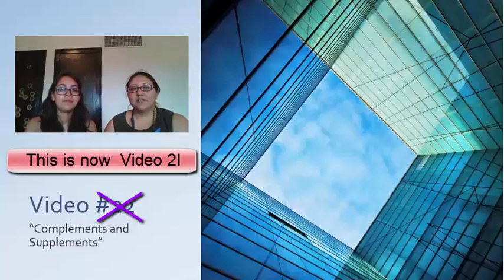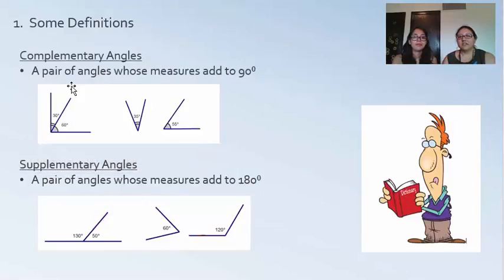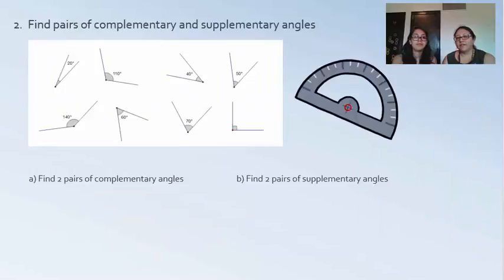So we'll start with some definitions. Complementary angles are any angles whose measures add up to 90. So these two angles that are adjacent can add up to 90, as well as angles that are not adjacent. For supplementary angles, a pair of angles whose measures add up to 180. The same here, these angles are adjacent to each other and they equal 180, but they also don't have to be adjacent to each other. So for instance, these angles here would also equal 180. So we'll move on to the next slide.